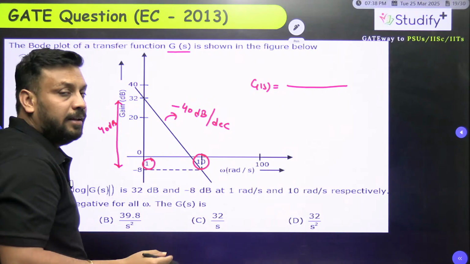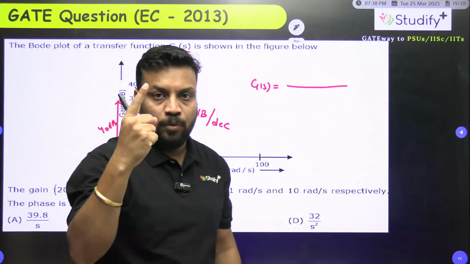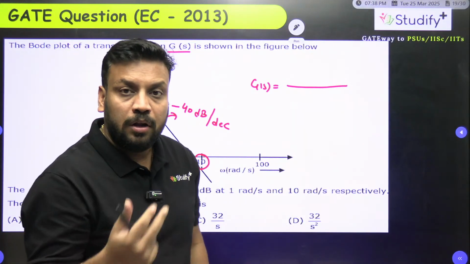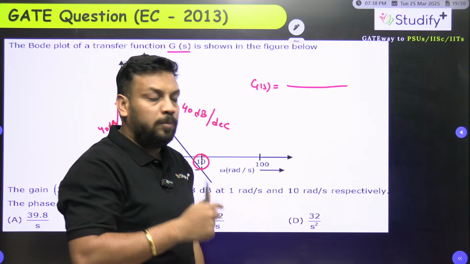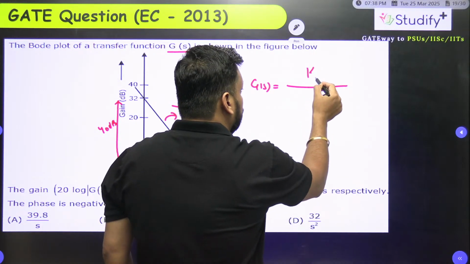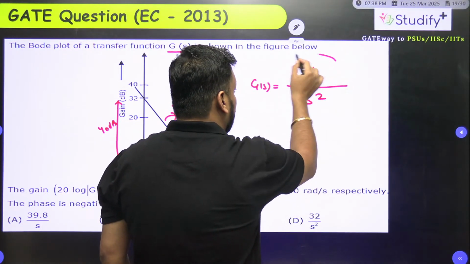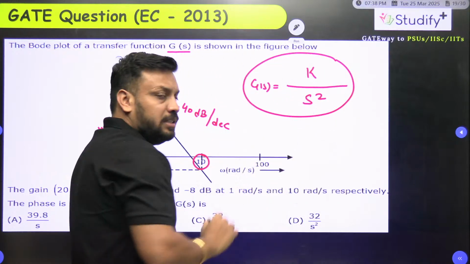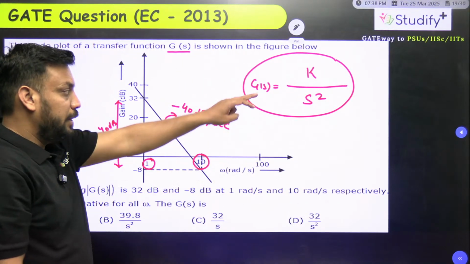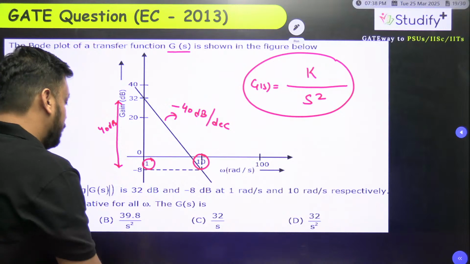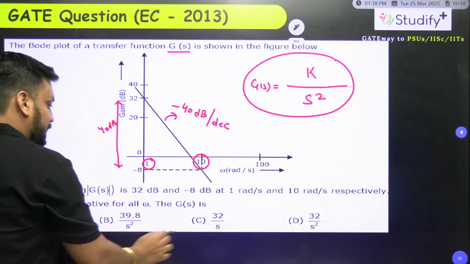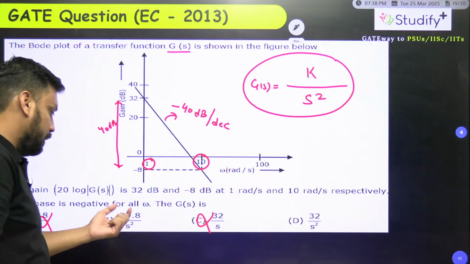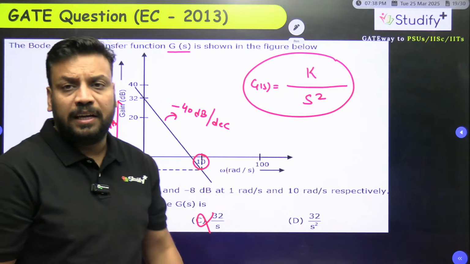-40 dB per decade. -20 means 1 pole, -40 means 2 poles. The initial slope is -40, which means 2 poles lie at origin. So the transfer function must be k upon s square, and by observing this, I can do it verbally also. By observing this, I can eliminate two options, that is option number A and C are for sure wrong. Now option B can be right or option D can be right.